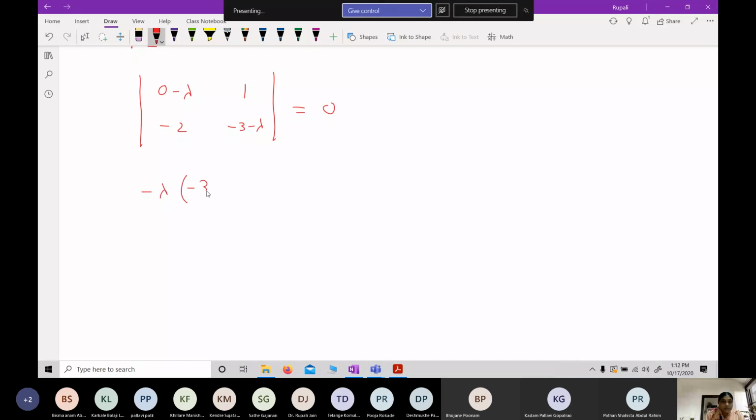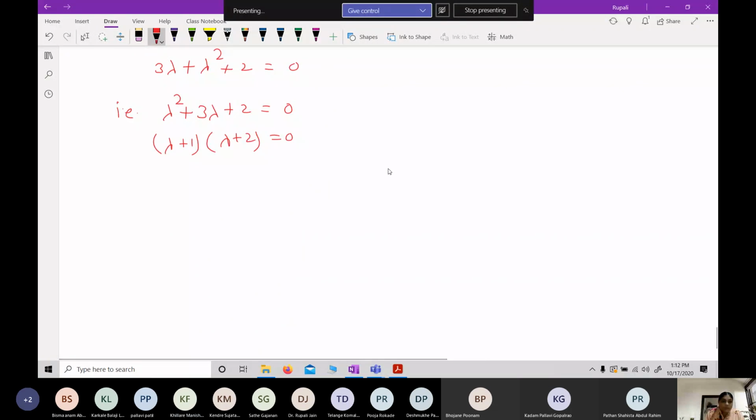So minus lambda, minus 3 minus lambda plus 2 is equal to 0. So 3 lambda plus lambda square plus 2 is equal to 0, or lambda square plus 3 lambda plus 2 is equal to 0. What are the roots? Lambda plus 1, lambda plus 2 is equal to 0. So lambda is equal to minus 1 and minus 2. What are the eigenvalues?